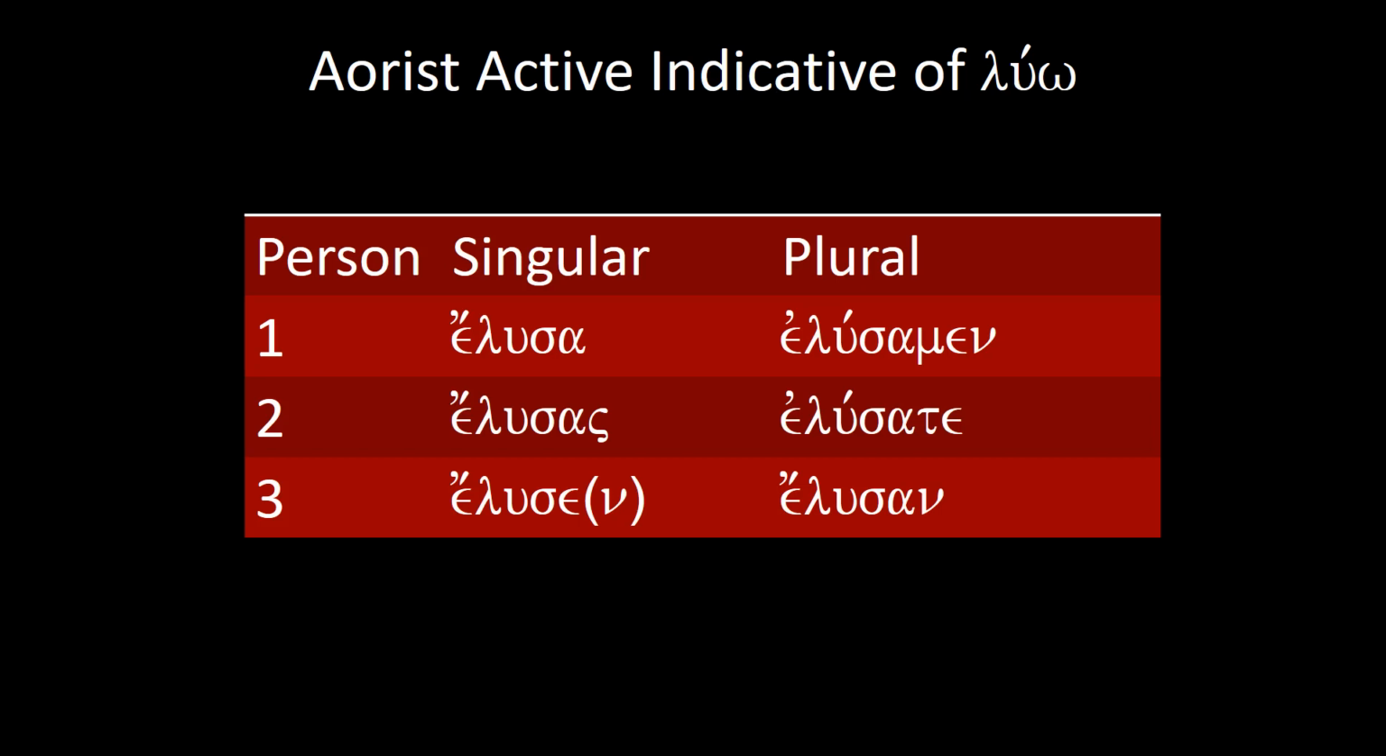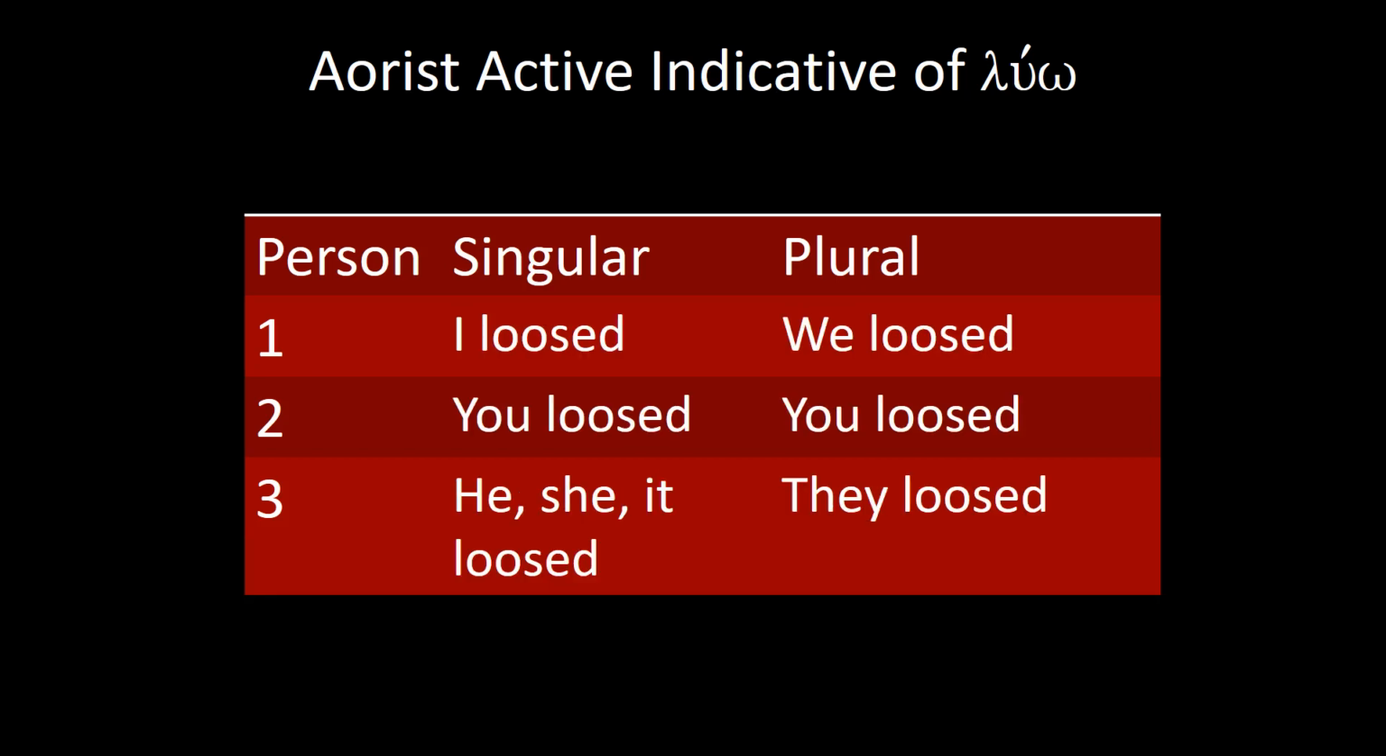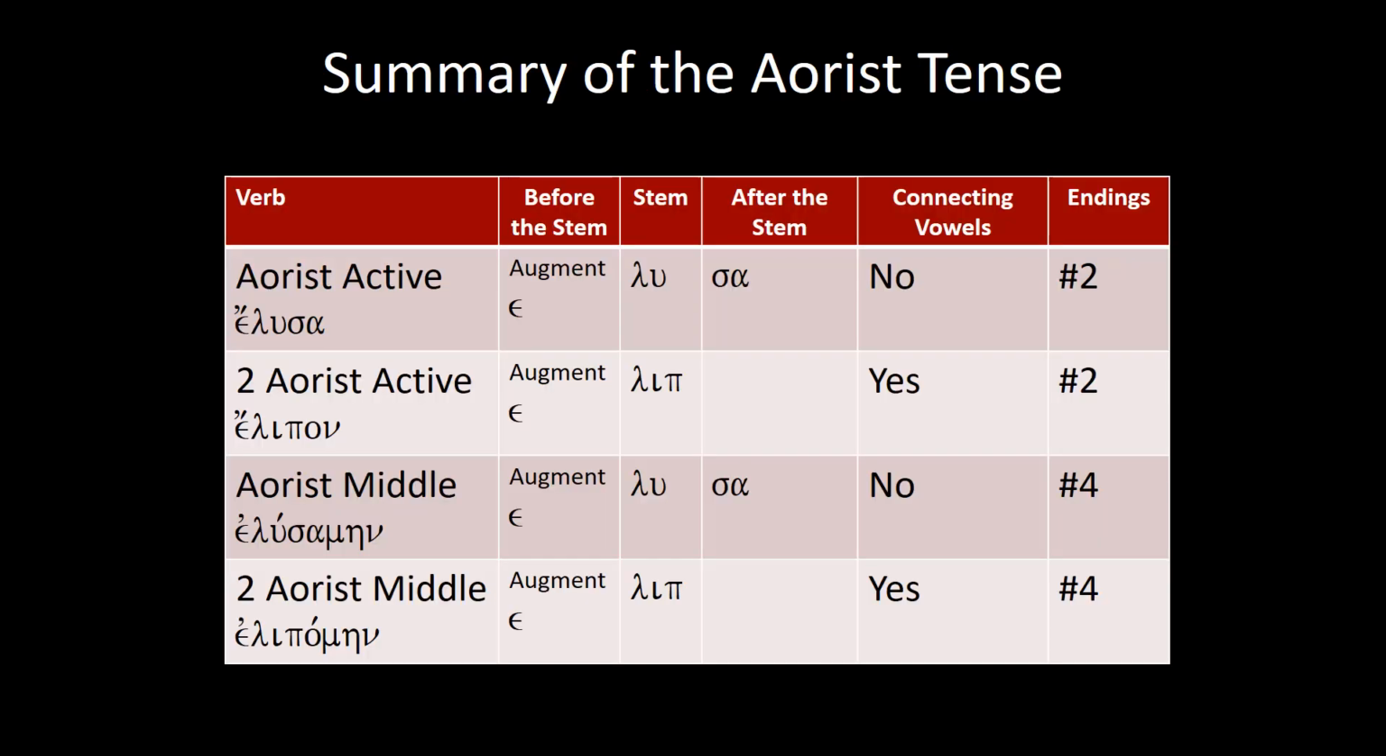So this is another past tense form. This is not action in progress. This is kind of the simple past tense. There's no particular comment about the kind of action. It's just action in the past, so you would say something like, I loosed, you loosed, he loosed, we, you, or they loosed. So we have this augment, sigma alpha is the big key, then the number 2 endings.